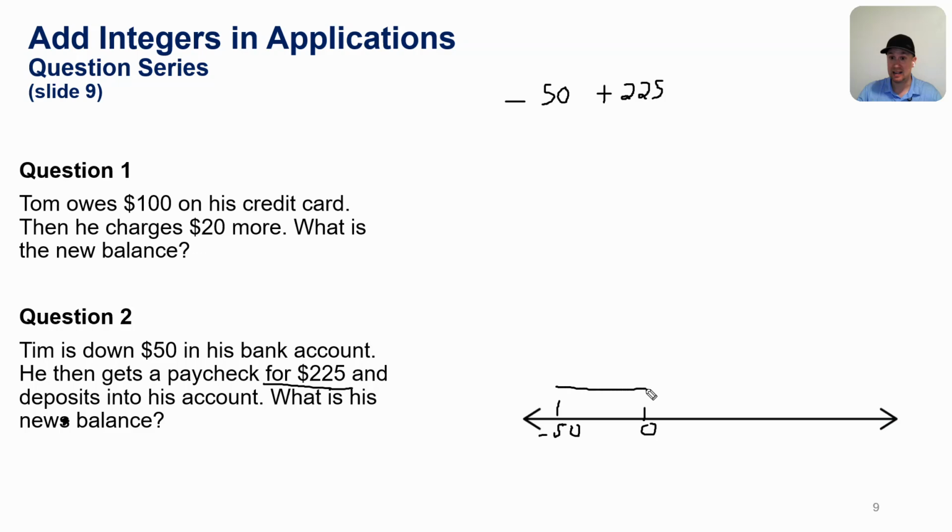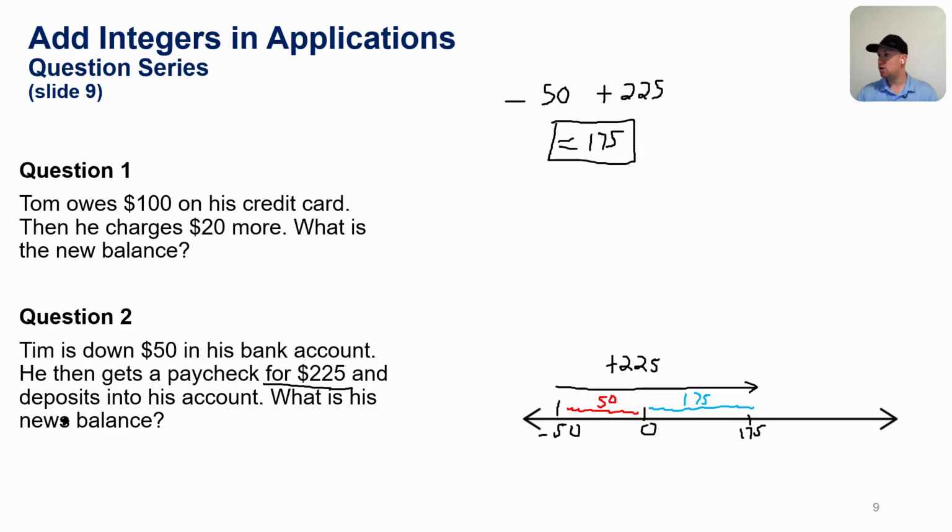I then am adding $225 in total. So if I break this number up then, for me to go from negative 50 to 0, that's 50 units or $50 in total that I have to add. You then have, if you were to find the difference between 50 and 225, that's another $175 that you can go. So where he then ends up is at a positive 175. Okay, and that is your result.